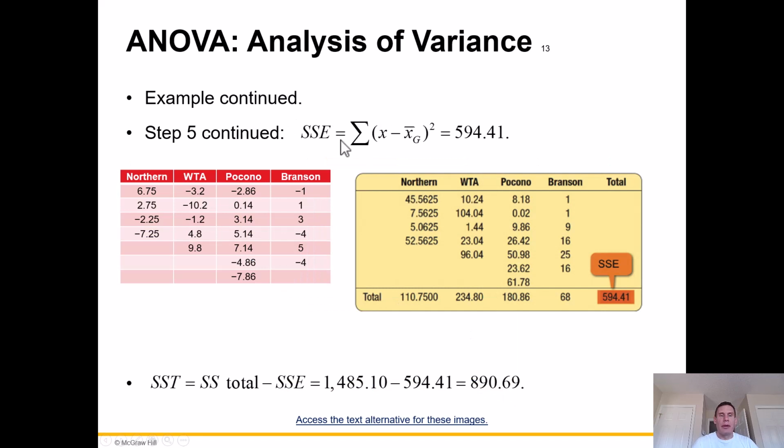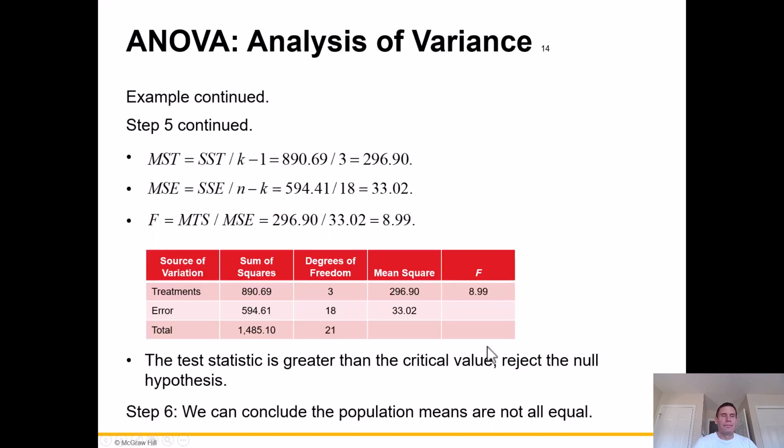Step 5. Now we're going to do the sum of the squared errors. So we plug in all our numbers, the variances, they're all relative to the grand mean, they're squared, and we get 594.41. Again, you would do that on the computer. I'll put that in there for you too. So then we take our SST, which is our SS total, 1,485.10, and we subtract the SSE, sum of the squared errors, 594, and we get 890.69.